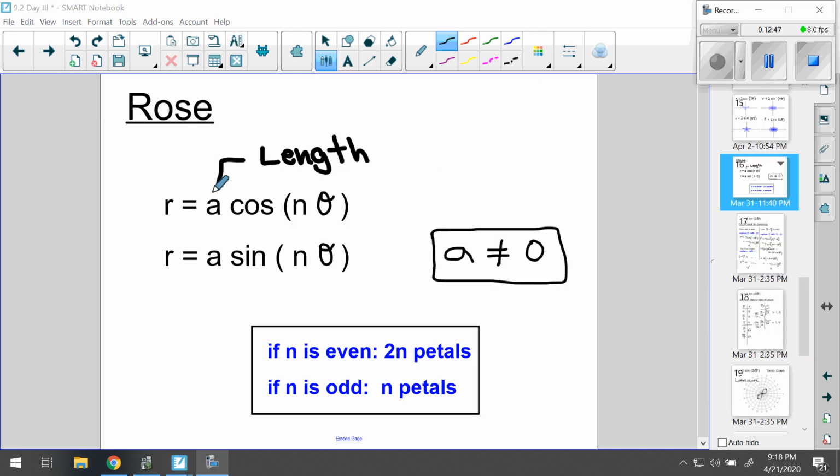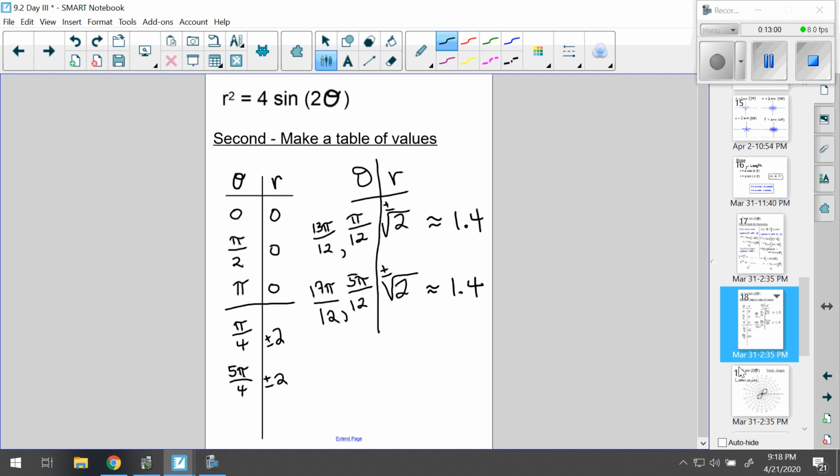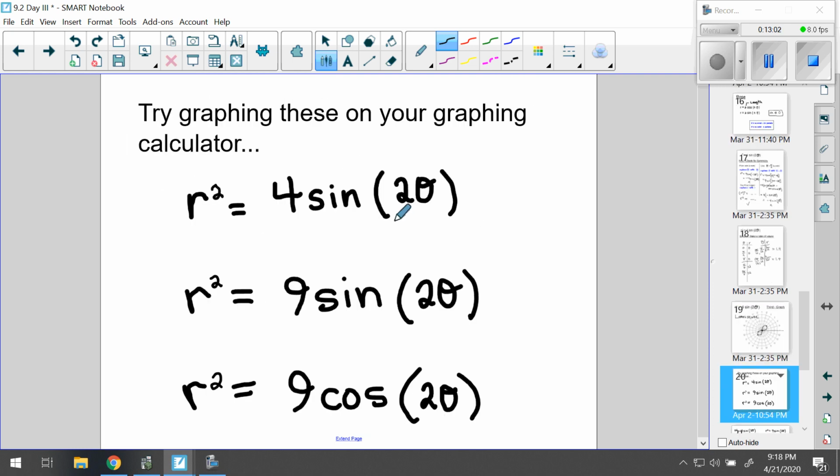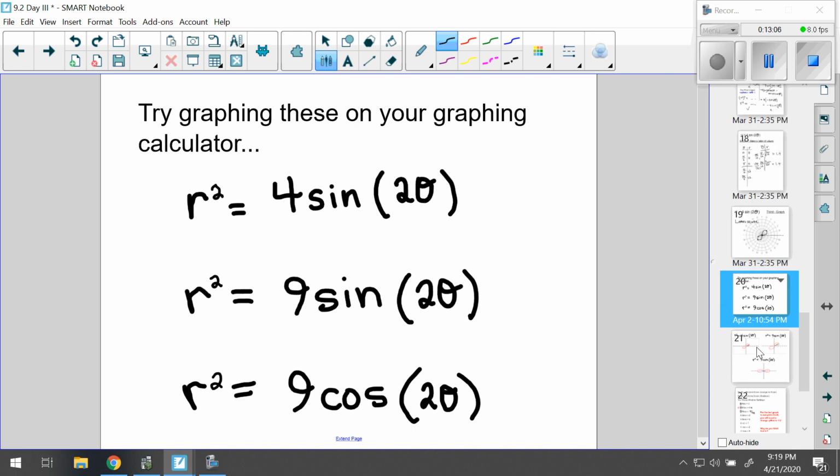And that's a little bit different than the rows where the coefficient here is the actual length. So it's not the square root of that number, it's that number. And so that is a difference between the rows and a lemniscate that you may want to take note of. Just keep that in mind, whatever this coefficient is, the square root of that will be the length.